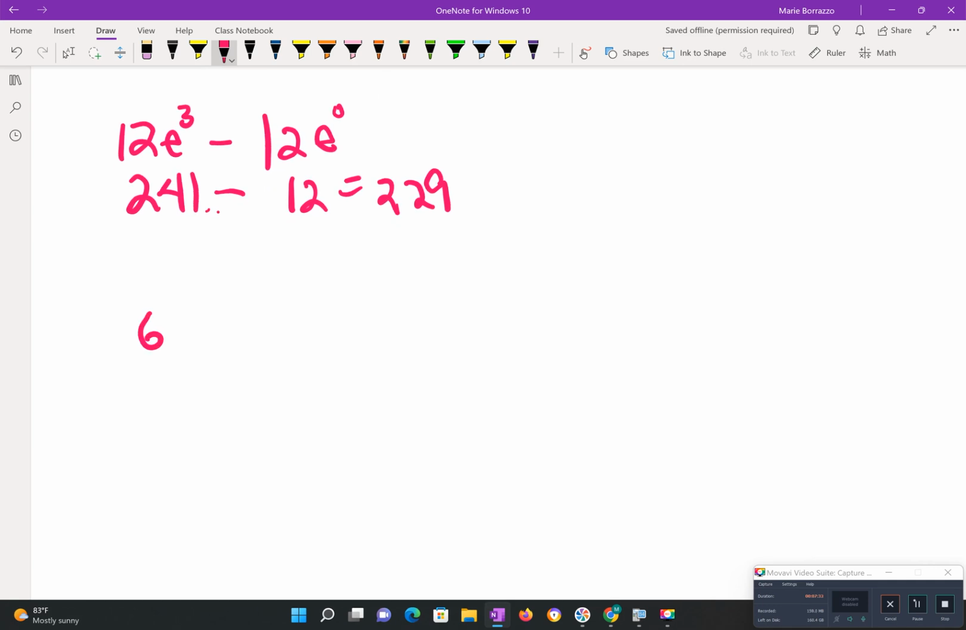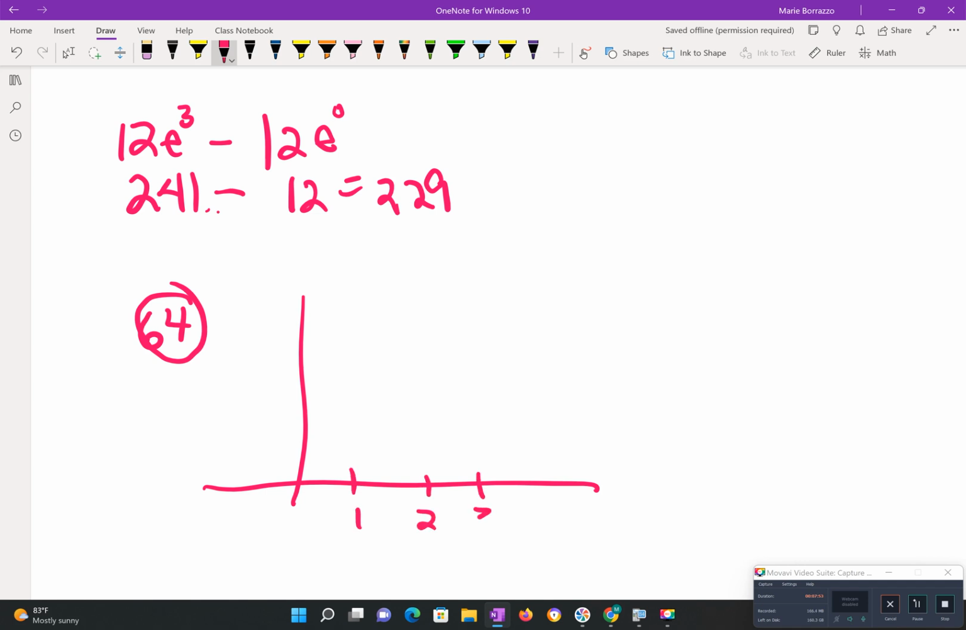Number 64 is equally as easy. On this example, you have to look very carefully at the graph that they give you. And so when you look at the graph, they are marking 1, 2, 3. So this would be 1, 2, 3.